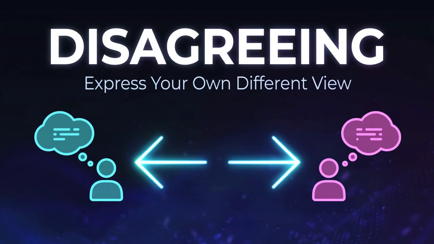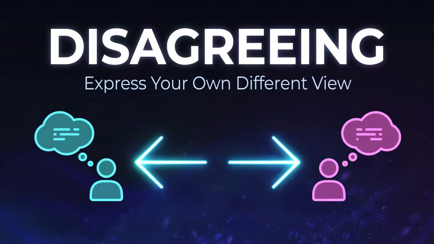Part 3: Disagreeing. Now, what if you don't feel the same way? What if you have a different opinion? This is actually simpler because you move to an entirely different set of expressions. The most natural way to disagree is simply to state your own contrasting thought.